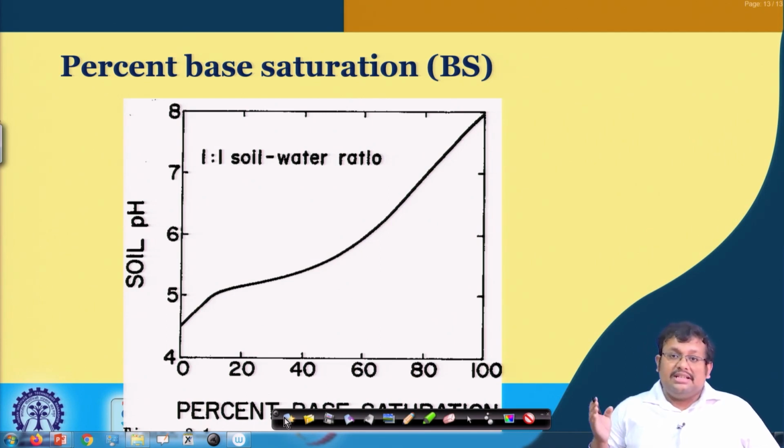Percent base saturation is an indicator of soil fertility. Remember, it is basically a fraction of the CEC which accounts for calcium, magnesium, sodium and potassium, and it does not include the aluminum and H plus ions, which are also parts of the CEC calculation. Okay.